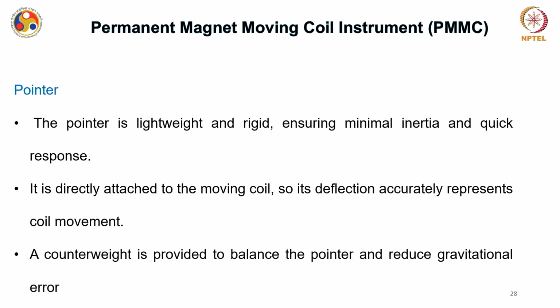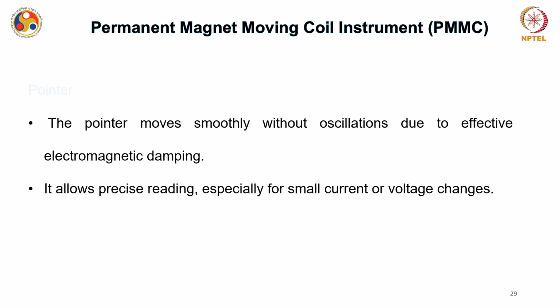Let's break that pointer and scale into two parts. First is pointer and second is scale, and let's discuss that very quickly. The pointer in the case of a PMMC tool is lightweight and rigid, which ensures minimal inertia and quick response of the device. It is directly attached to the moving coil of the system, so its deflection accurately represents the coil movement. Okay. Most of the time a counterweight is provided to balance the pointer and reduce any gravitational error.